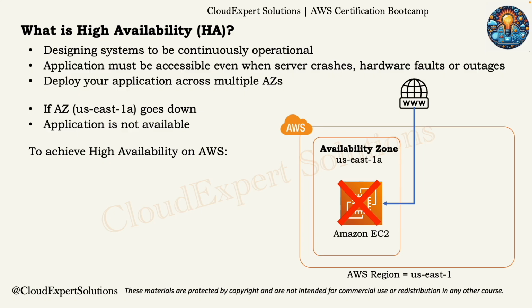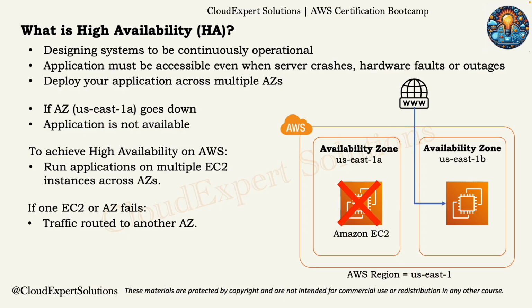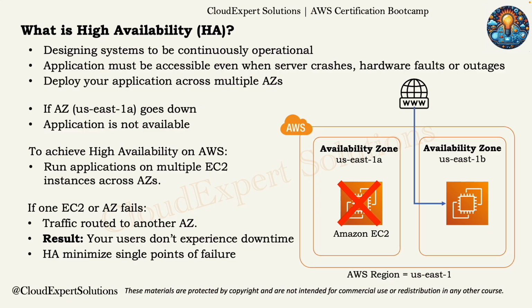That means it's not highly available. To achieve high availability on AWS, you run your application on multiple EC2 instances across availability zones, at least two availability zones. If one instance or availability zone fails, the traffic is automatically routed to the healthy instance in another availability zone. And as a result, your users don't experience downtime and your application remains up and running. That's high availability. This design minimizes single points of failure and helps meet SLAs.